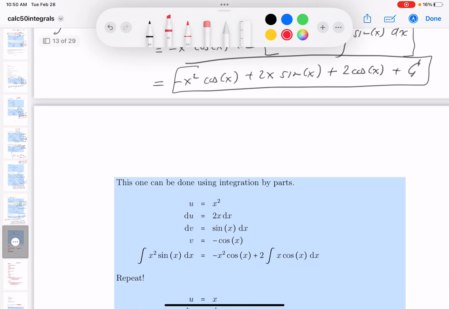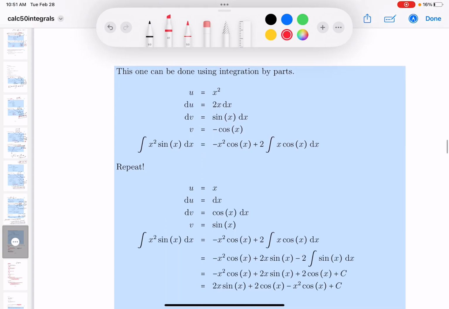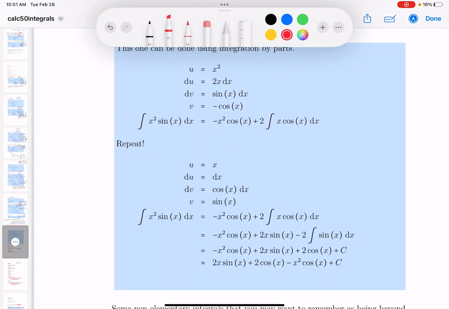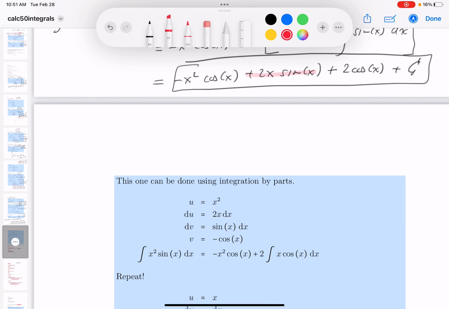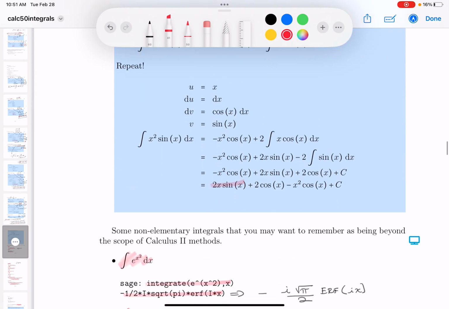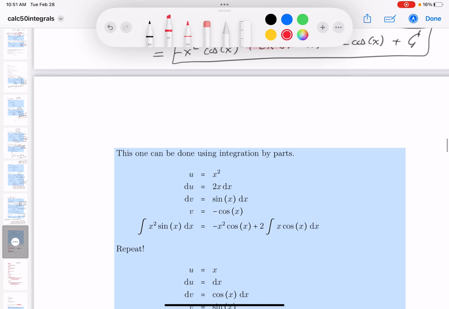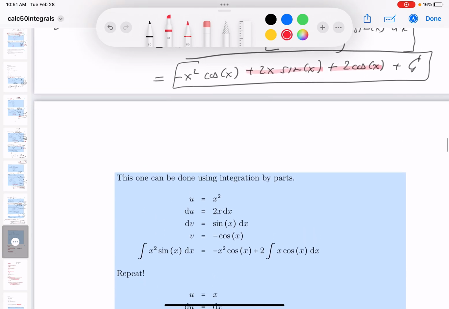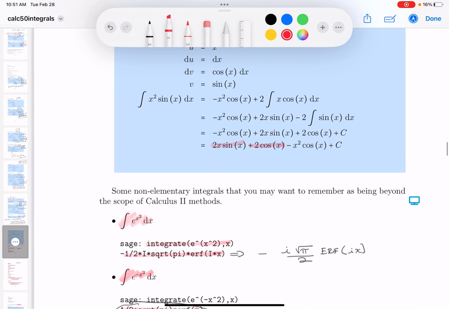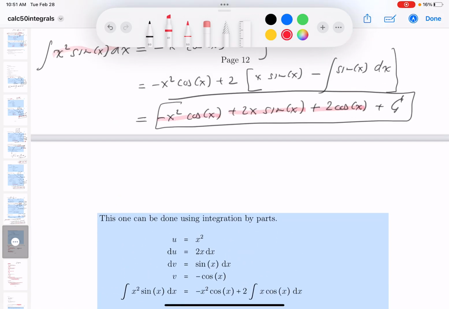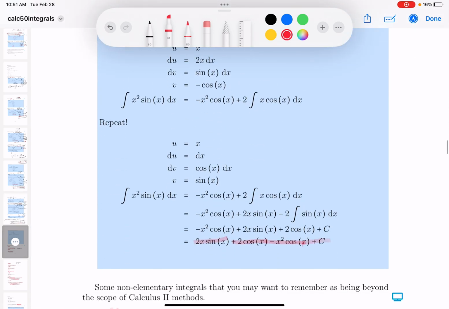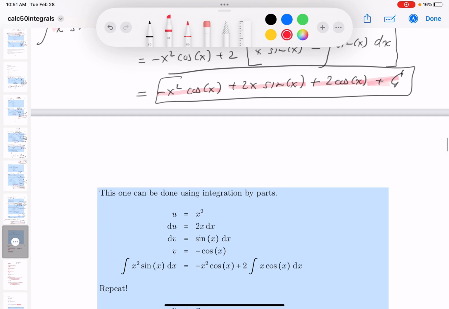Let's take a look, see how I did. And I'm always wondering, did I get the right answer? And the answer is way over here. And I'm going to see, did I get 2x sine x? I did, right there. Did I get 2 cosine x? I did. And I know there's a lot of going around. Did I get minus x squared cosine x? Yeah, right over here. They were in different order, by the way. And did I get the plus c? I did. All things are fine. Thank you.